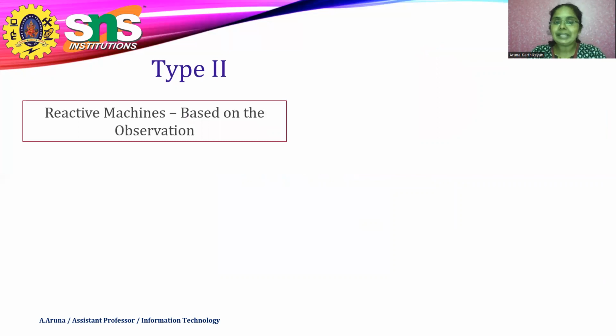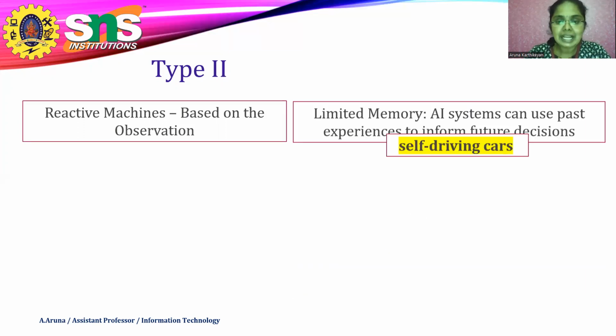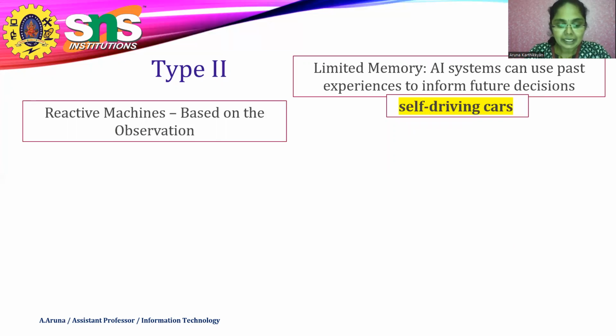Next we are going to see the type 2 category, which is based on four types. One is the reactive machine. A reactive machine is one that reacts based on observation. It does not have any memory, any past memory, so only based on the present it will produce an output. The best example is the IBM chess program. The next one is limited memory. Limited memory means we can use the past to take decisions for the future.